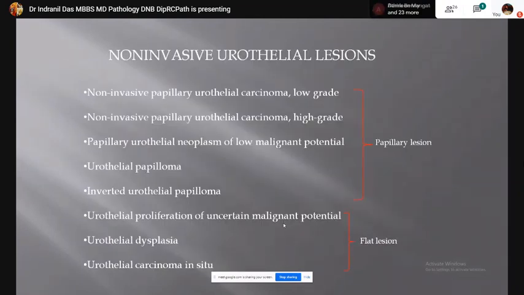Now, what are the non-invasive urothelial lesions? As I said, these can be divided broadly into 2 categories. One is papillary lesion and one is flat lesion. The papillary lesions are non-invasive papillary urothelial carcinoma, low grade, and high grade. Then papillary urothelial neoplasm of low malignant potential, urothelial papilloma, and inverted papilloma. The flat lesions are urothelial proliferation of uncertain malignant potential, urothelial dysplasia, and urothelial carcinoma in situ.